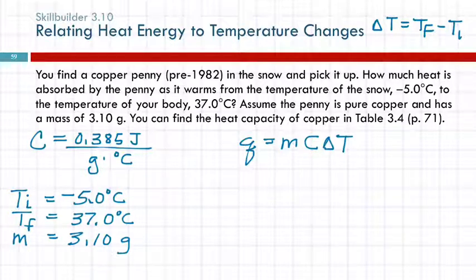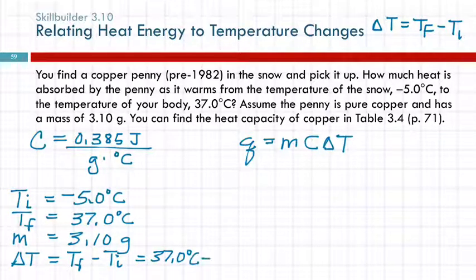So we could calculate delta T. It's the final temperature minus the initial temperature, 37.0 degrees Celsius minus negative 5. And yes, you can subtract a negative. Watch out for those negatives. They're pesky. 37 minus negative 5, 42. My calculator just shows me 42. But I should have one decimal place, so I need to put 42.0 degrees Celsius.